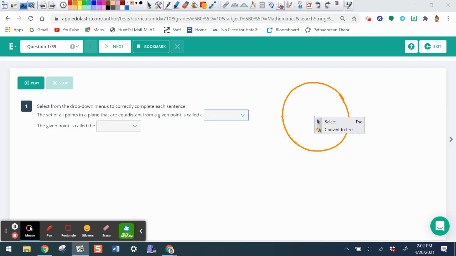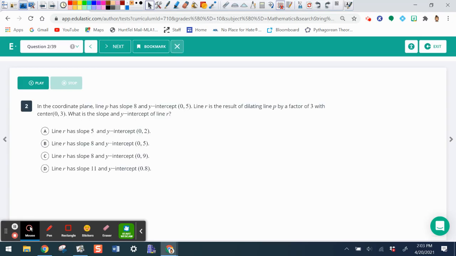We call that the center. So the set of all points in a plane, and you've heard of the coordinate plane, it's often just a two-dimensional surface. Just think of a sheet of paper as a plane. So the set of all points in a plane that are equidistant from a given point is called a circle, and the given point is called the center of the circle. That is simply a vocabulary definition based on geometry. Let's move on to the second question.